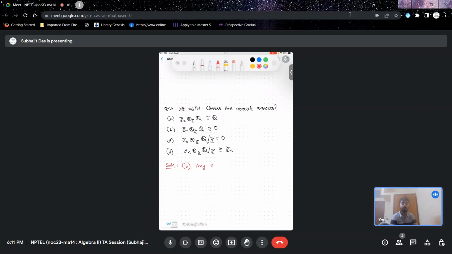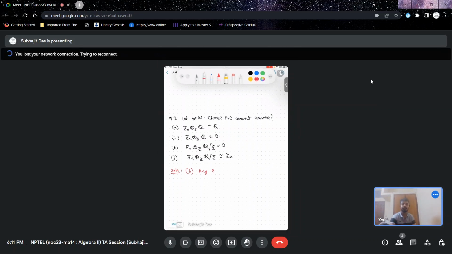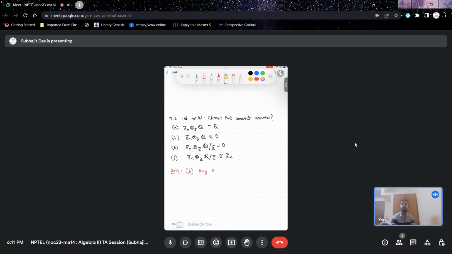So the tensor product of two modules M and N over a ring R was obtained by first of all considering the free R module with basis M cross N, right? So we consider the direct sum of the copies of R indexed over the set M cross N, and in this free R module, what we did was we considered the submodule generated by certain specific generators, and we took a quotient by this submodule and we obtained the tensor product, right? This was our construction of the tensor product of two modules.